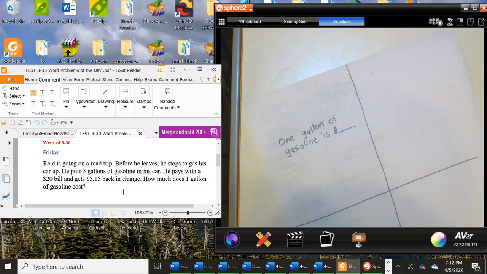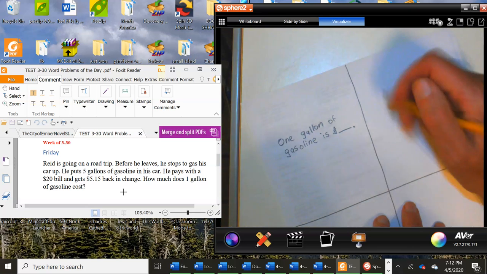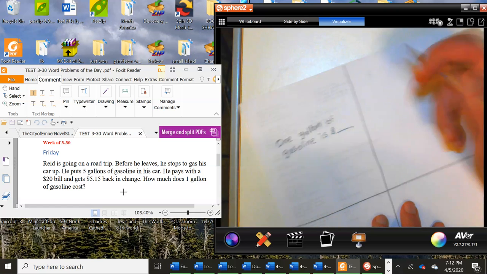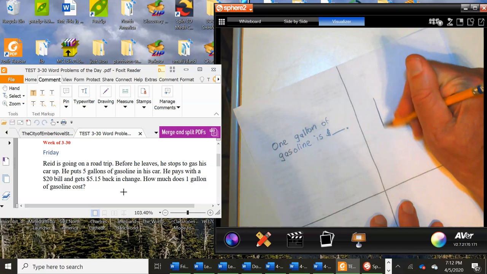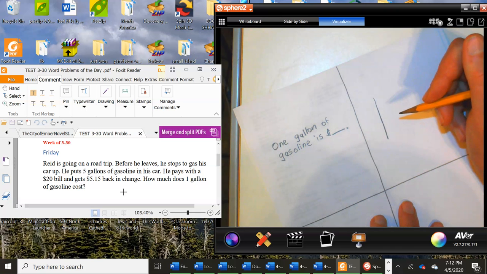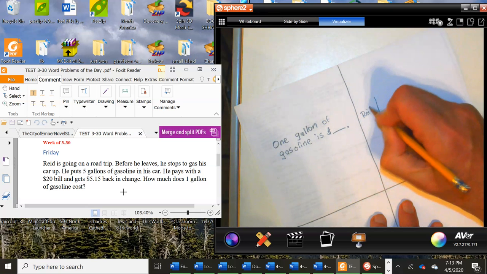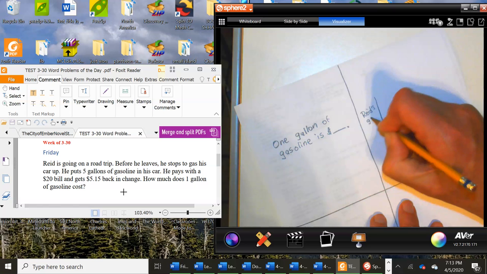The next thing I'm going to do is figure out my model. Well, I know I'm going to be talking about gasoline and money, but it looks like the big thing here I want to talk about is money. And whose money is it going to be, boys and girls? If you said Reed's, you're correct. So I'm going to put here Reed's gas money.